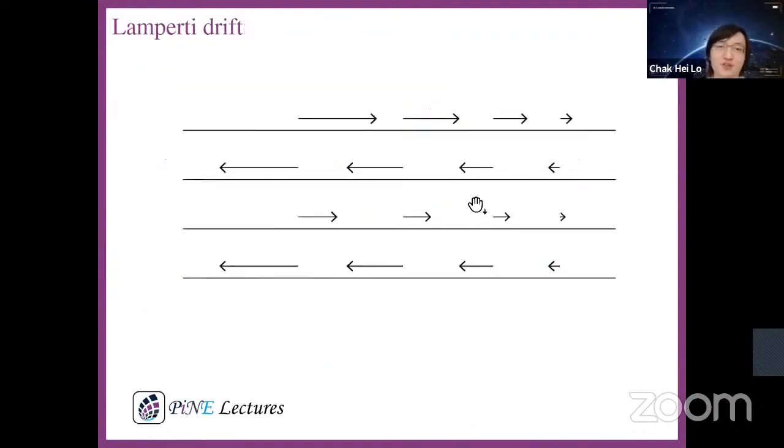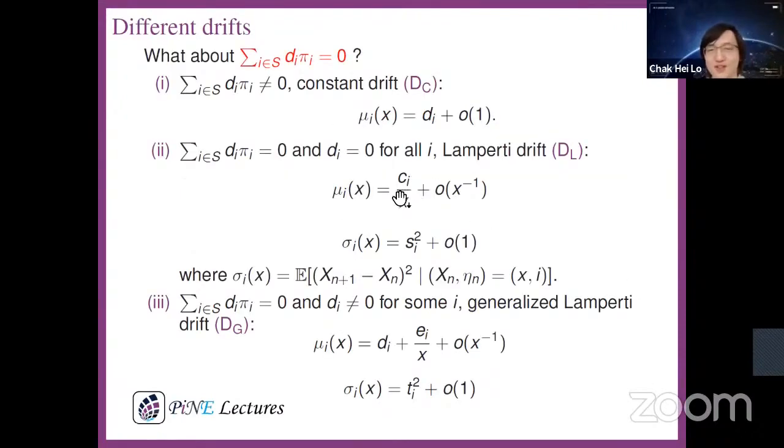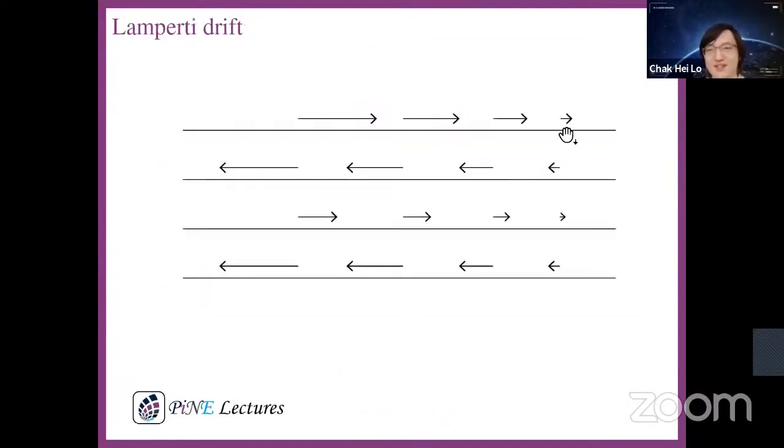So it already looks quite bad in the picture. It looks something like this. Each line is changing according to x, because we assume that this drift is c i over x. So when x is large, this drift is going to be smaller and smaller. And at the start it can be very crazy, it can be anything. Okay, and so it can look something like this.